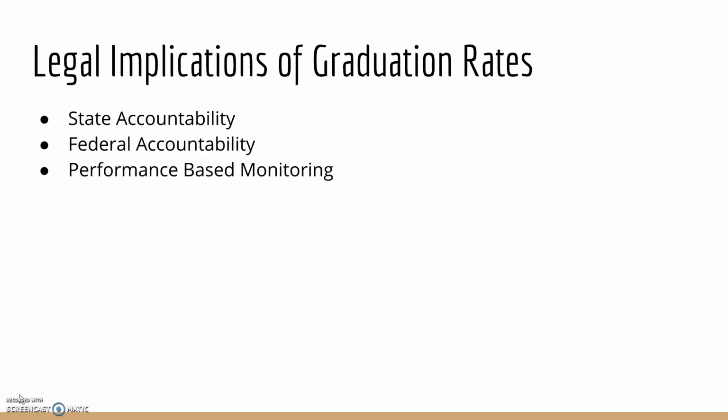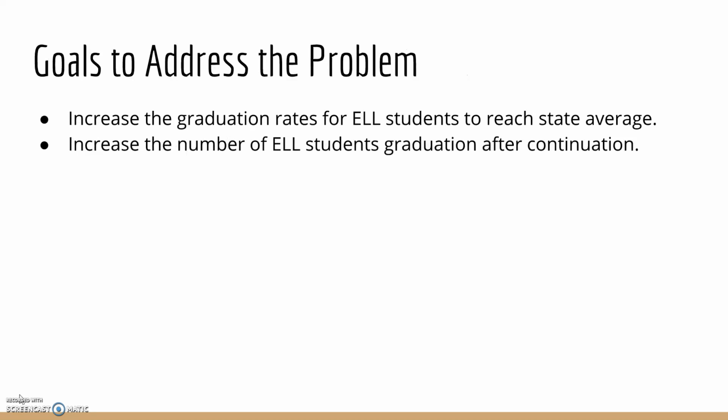So the legal implications of graduation rates we kind of discussed earlier. You have your state accountability, federal accountability, and PBMAS. So it is very important that we find as many ways as possible to graduate as many students as possible, not just for funding, but for the overall good of the community and the good of our students. So I made some goals to address the problem. One is to increase the graduation rates for ELL students to at least reach state average, and then also to increase the number of ELL students who are graduating after continuation.